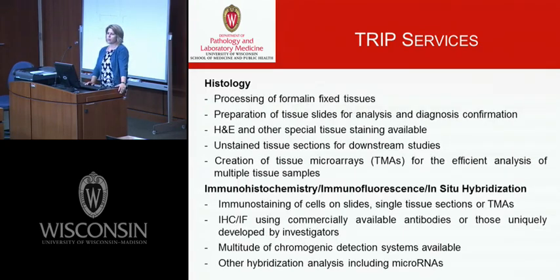So what can TRIP provide to investigators here on campus? I'm going to break it down into several different services. For histology, we can take the tissue that you have and process it if they're formalin fixed. If you have frozen tissues or formalin fixed tissues, we can provide tissue slides for you for analysis and confirmation of a diagnosis. We can perform H&E stains or other special staining techniques.